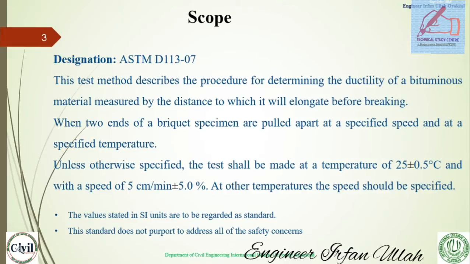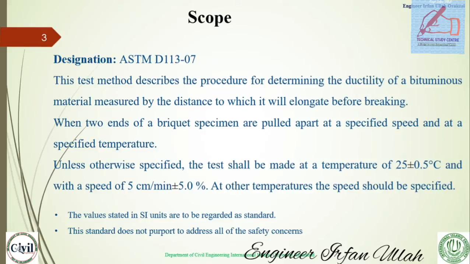So when two ends of the briquette specimen are pulled apart at a specified speed and at a specified temperature, we will later tell you the specific temperature and all other conditions for the test. Unless otherwise specified, the test shall be made at a temperature of 25 degrees centigrade plus minus 0.5 degrees centigrade and with a speed of 5 centimeter per minute, meaning 50 millimeters per minute plus minus 5% of this 50.